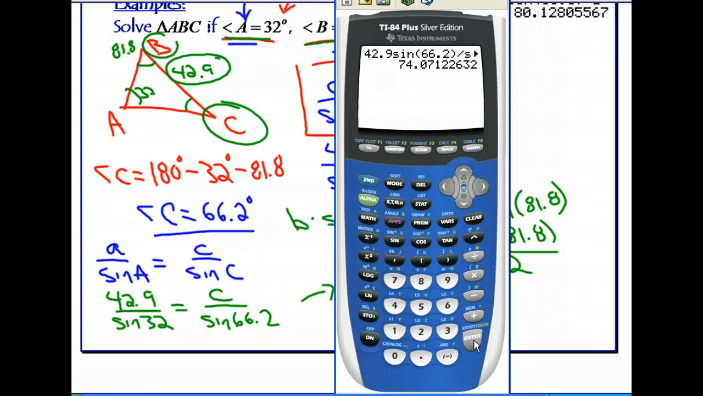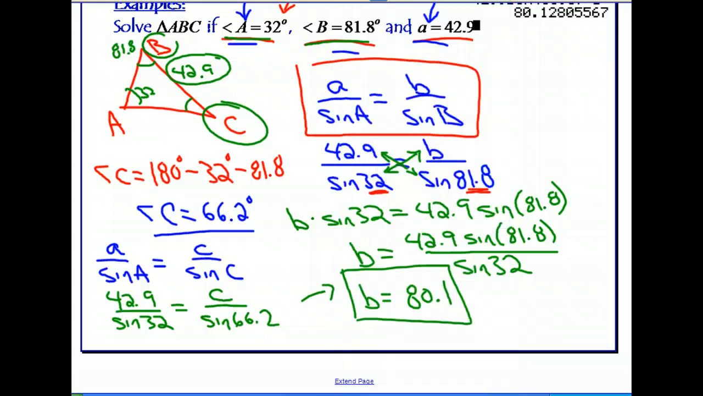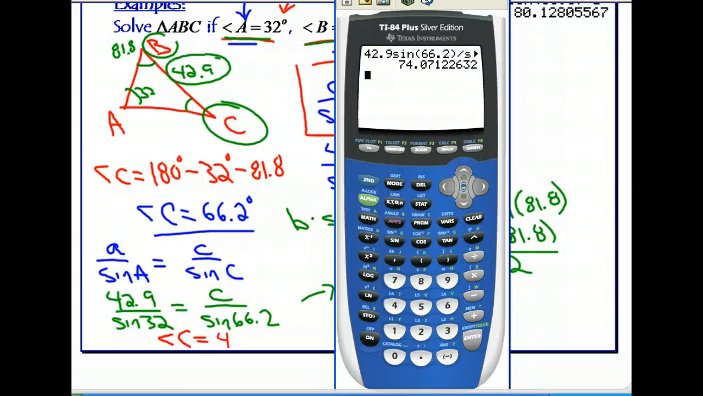It's less than b because angle b is bigger. Makes sense it's bigger than side a because angle a was smaller. So I've got side c is 74.1. And now I figured out all 6 parts of my triangle. Was that 74.1? It was, when we round to the nearest tenth. So 74.1 for side C. And now I found all 6 parts. I was given 3 parts of the triangle, and I found the other 3.